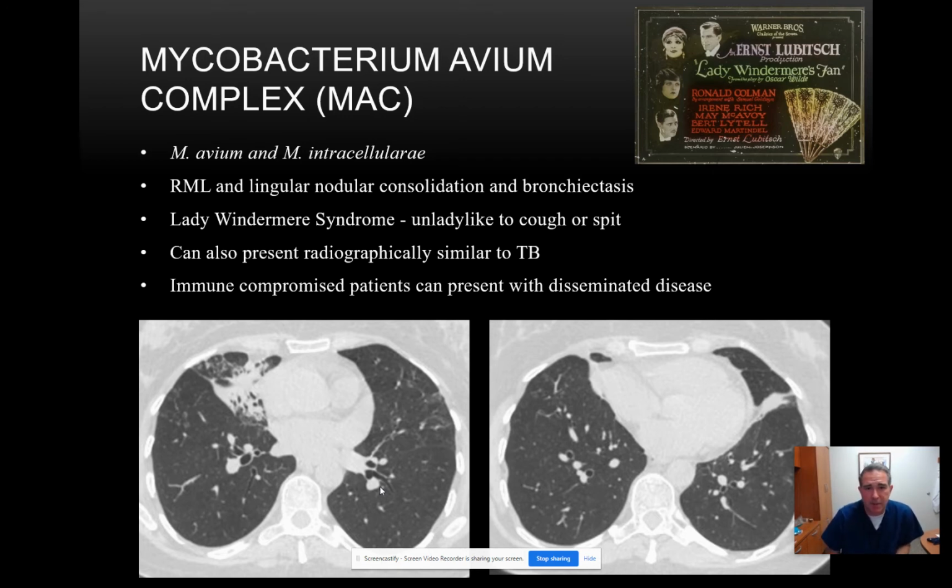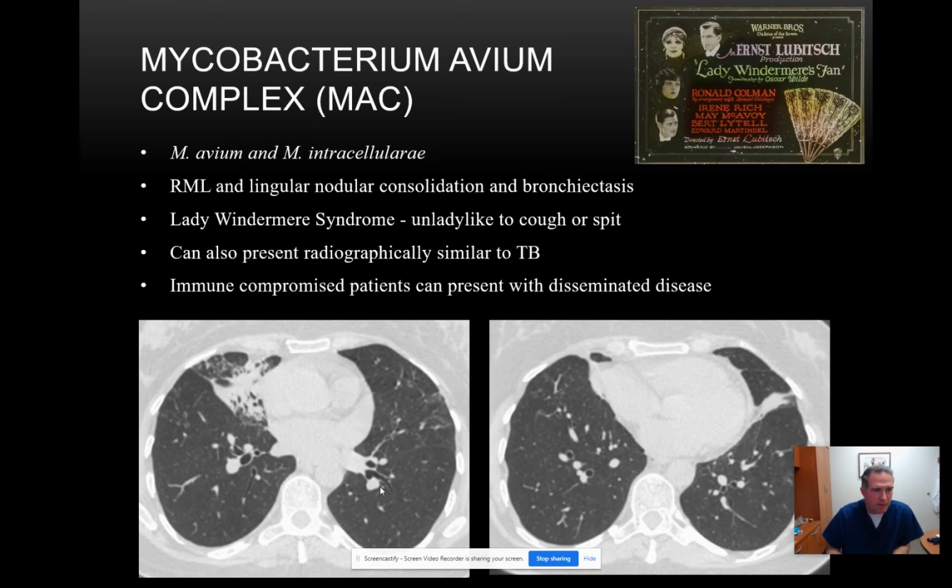Moving on to Mycobacterium avium, or MAC. This does have some classic radiographic findings. One form involves the right middle lobe and lingula. You see consolidation and bronchiectasis, some tree-in-bud nodularity. That classic form is typically seen in older women.